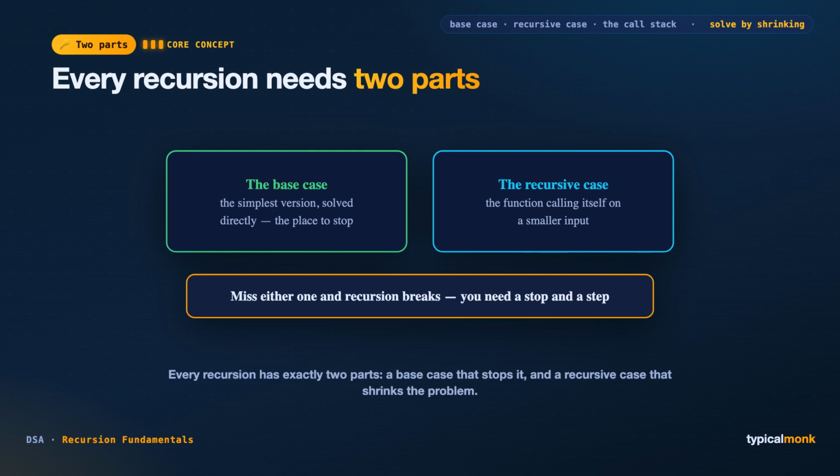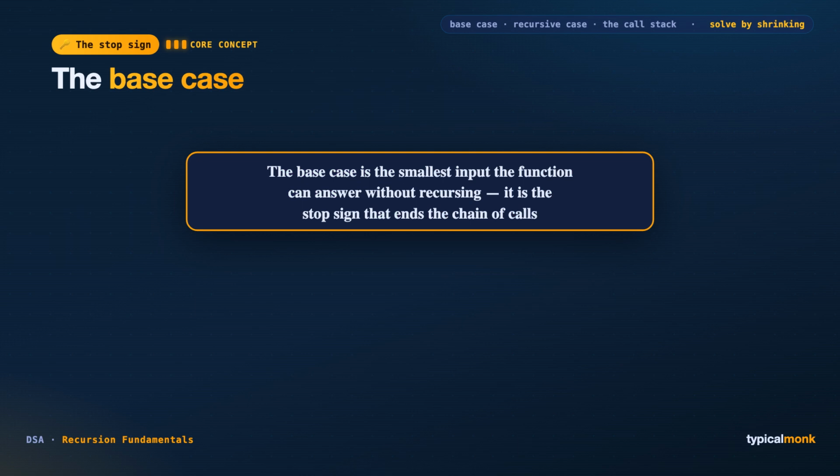So the takeaway: every recursion has exactly two parts, a base case that stops it, and a recursive case that shrinks the problem, and both must be present for it to work. Let us look more closely at each part, starting with the base case, because it is the one beginners most often forget, and forgetting it is fatal.